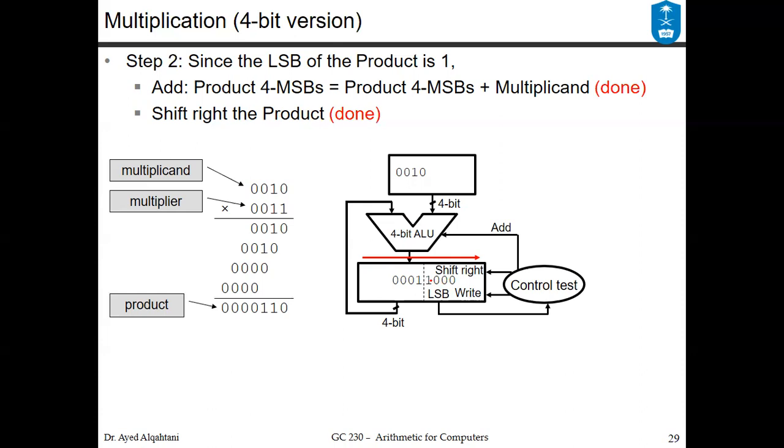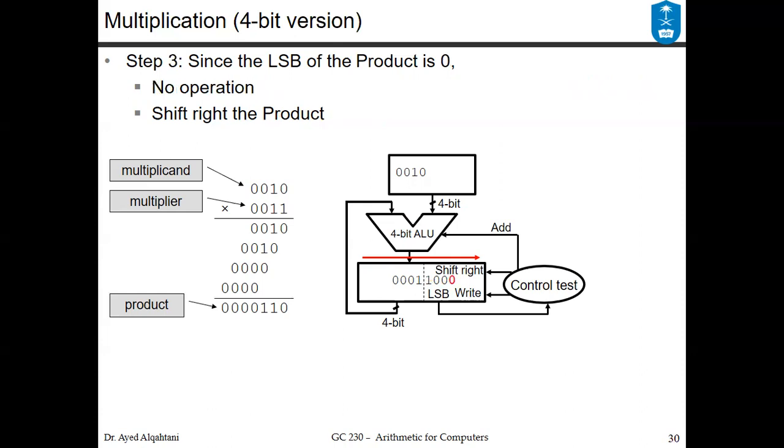Now, in the 3rd step, we notice there is a 0. So there is no operation. We don't do any running sum addition. And we just do the shift right of the product. And this is what we did in the next slide.